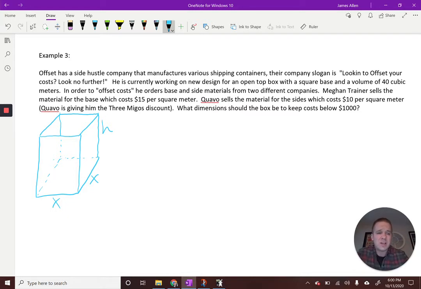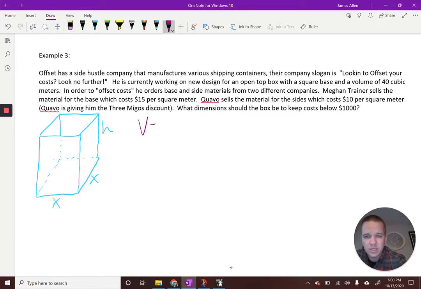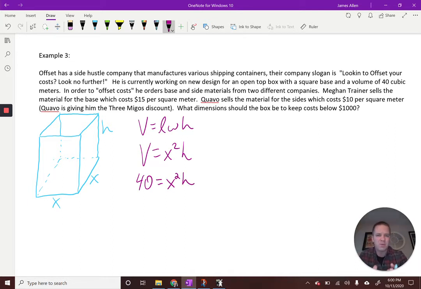Well, let's see what kind of information I have. I know my volume. I could write a volume function. I'm going to use a different color here. So I'd have volume is equal to length times width times height, which in this problem means volume is equal to x squared h. And I know that my volume is 40. So maybe I can do something with that. I'm gonna pump the brakes on that for now, and then I'll come back to it. Okay, so that would be my volume.